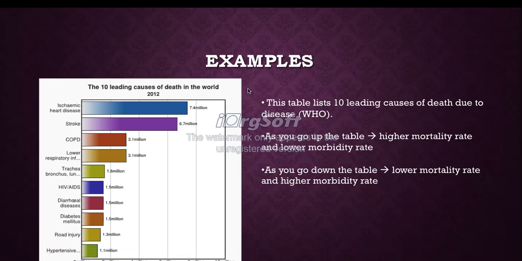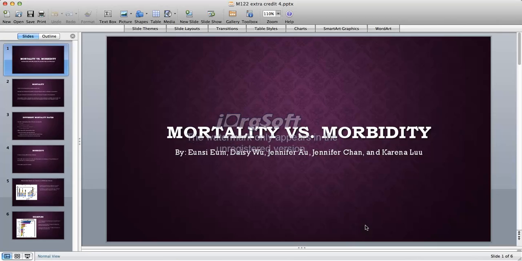Here we have a chart of the 10 leading causes of death due to disease. As you go up the table, you will see higher mortality rate and a lower morbidity rate. And in contrast, as you go down the table, you will see lower mortality rate and a higher morbidity rate.